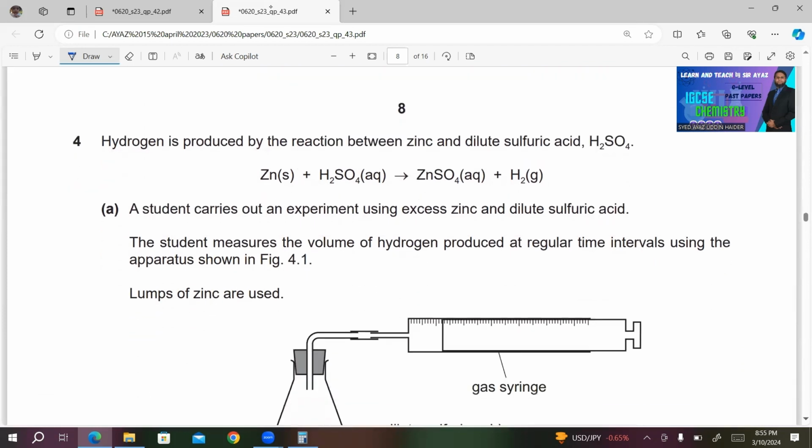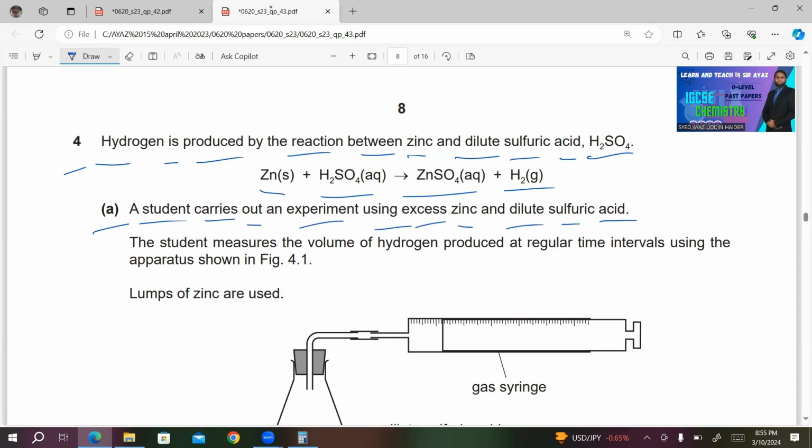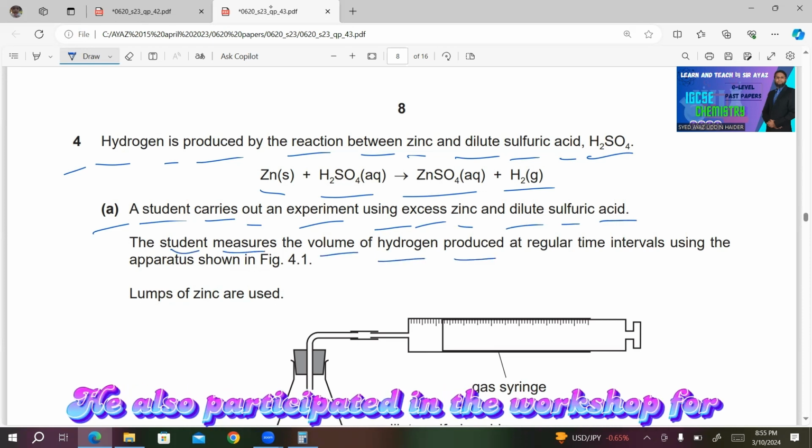Question number 4. Hydrogen is produced by the reaction between zinc and dilute sulfuric acid H2SO4. Zn plus H2SO4 aqueous gives ZnSO4 aqueous plus H2 gas. A student carries out an experiment using excess zinc and dilute sulfuric acid. The student measures the volume of hydrogen produced at regular time intervals using the apparatus shown in figure 4.1.